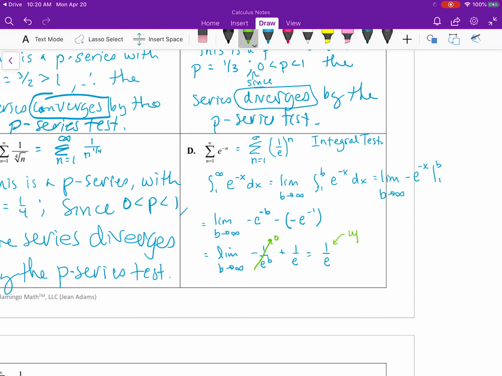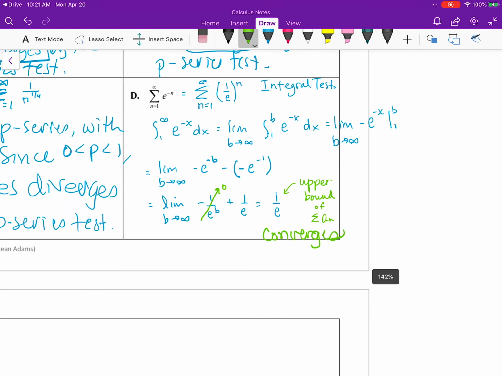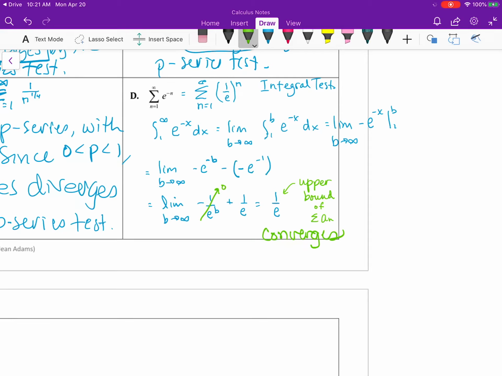What did we say using the integral test? Do you remember? If we get 1 over e, the integral test tells us that the integral of that function is the upper bound of our summation, where a sub n here would be e to the negative n. Since this is an actual value, that means if we took the area under the curve between that curve and the x-axis, we get 1 over e. That's the value we get. That means it converges. Since this integral actually has a value, then our series is going to converge.